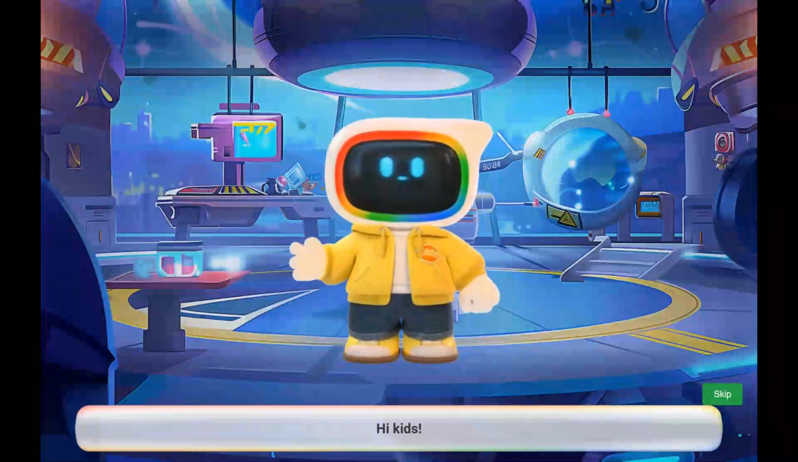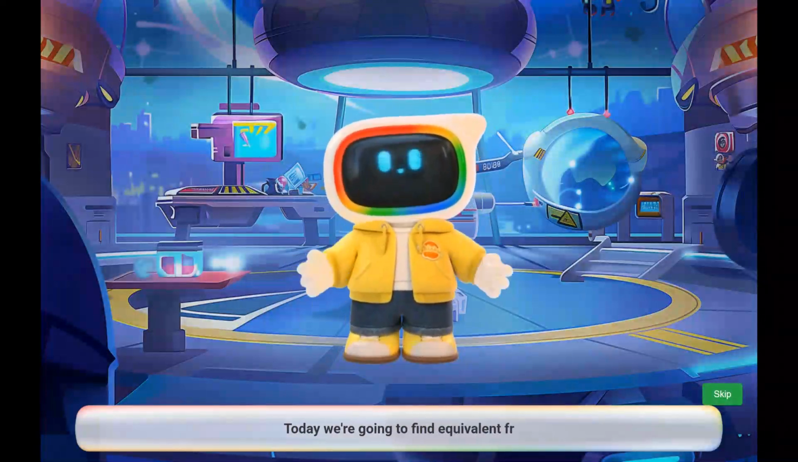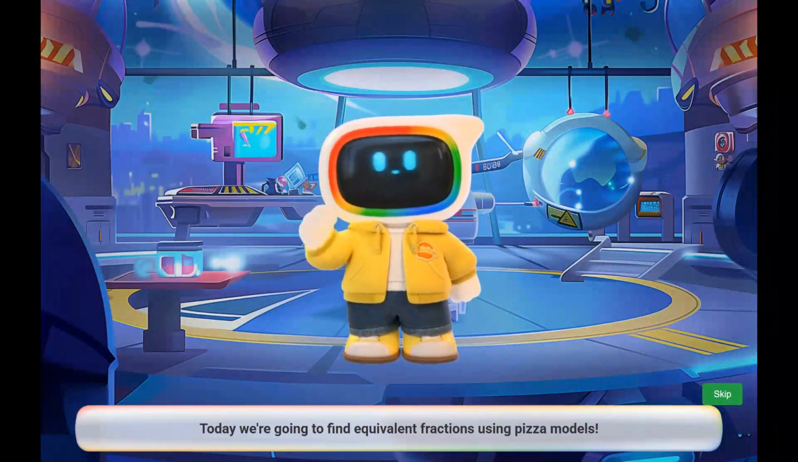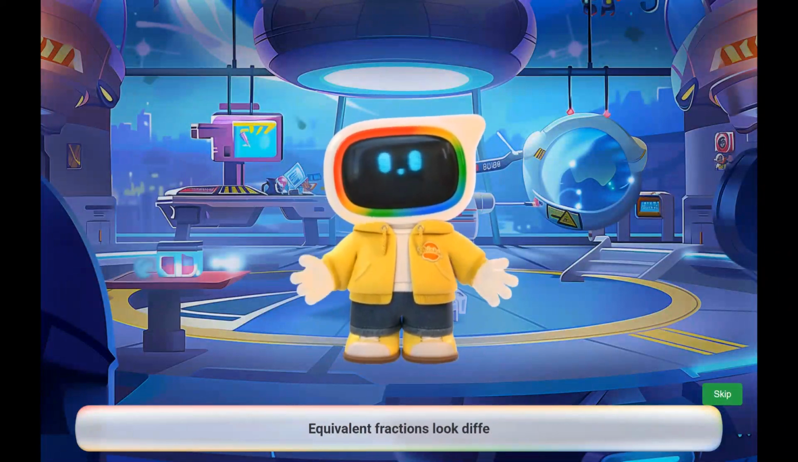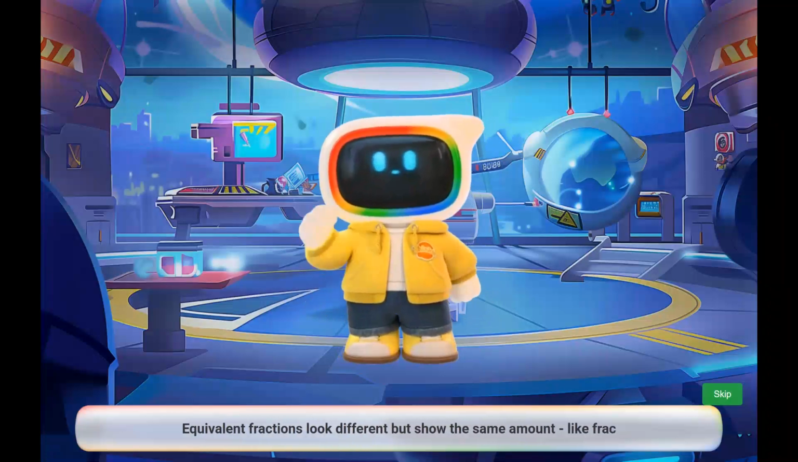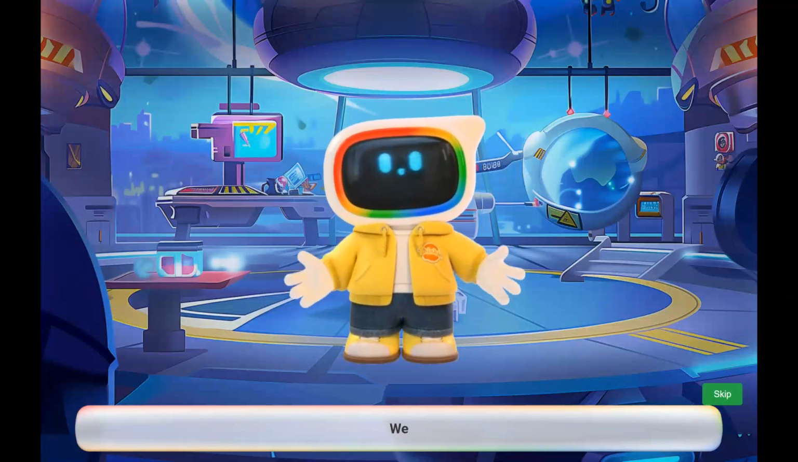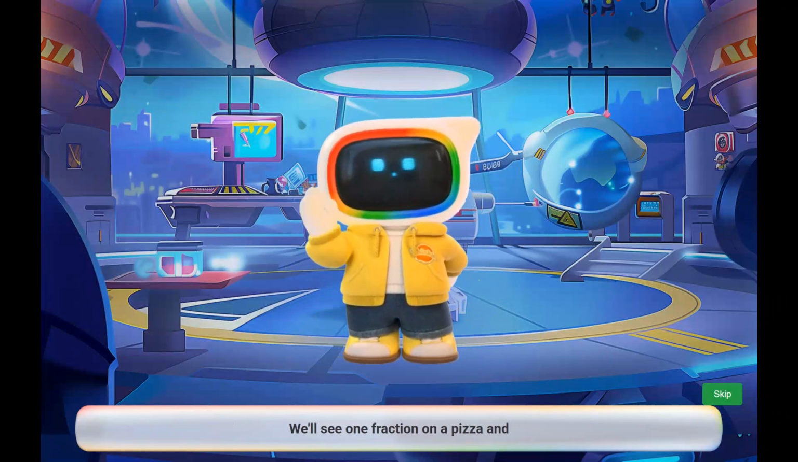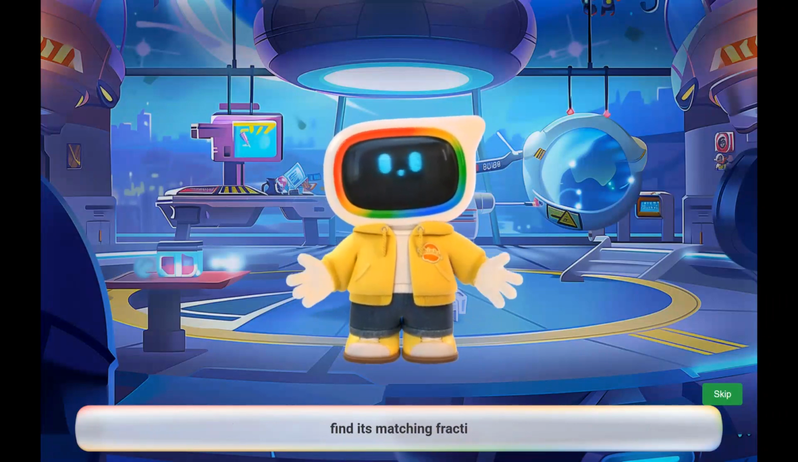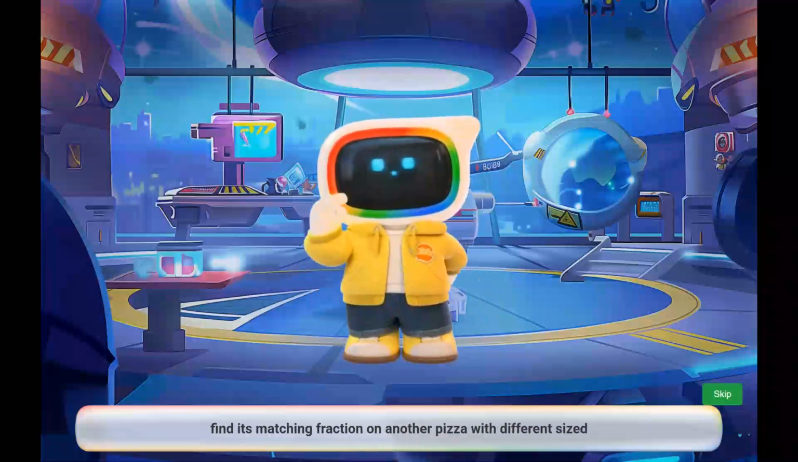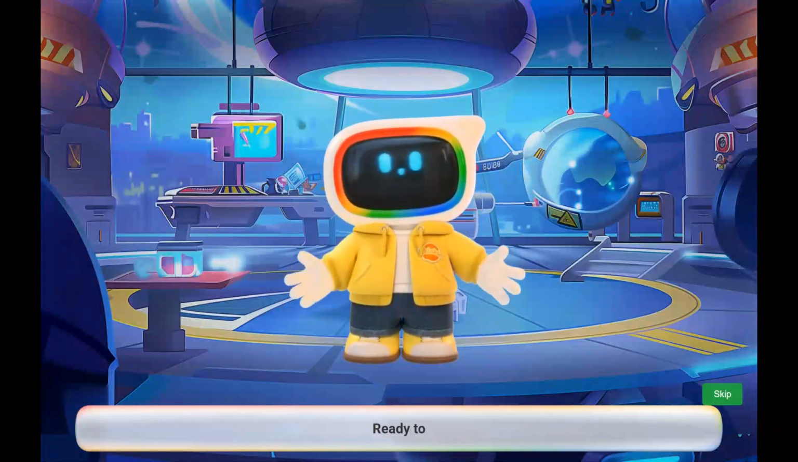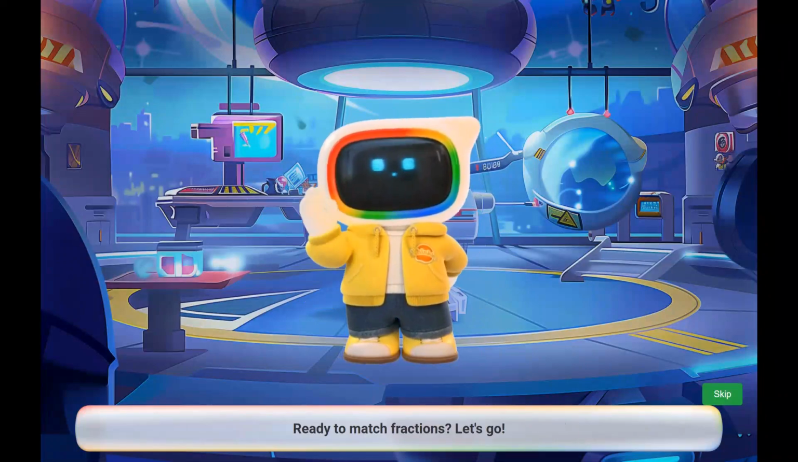Hi kids! Today we're going to find equivalent fractions using pizza models. Equivalent fractions look different but show the same amount, like fraction twins. We'll see one fraction on a pizza and find its matching fraction on another pizza with different sized pieces. Ready to match fractions? Let's go!